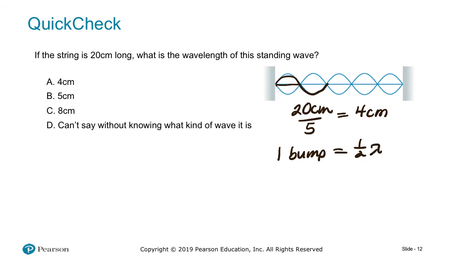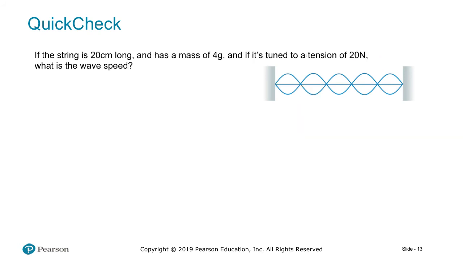Remember, a wave is a full up and down oscillation, and so you need to multiply that by 2 to get the wavelength. So the wavelength of this particular standing wave is 2 bumps worth of wave, which is 8 centimeters. Okay, let's go a little further now.